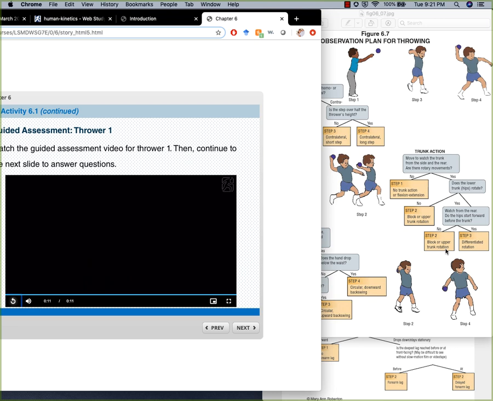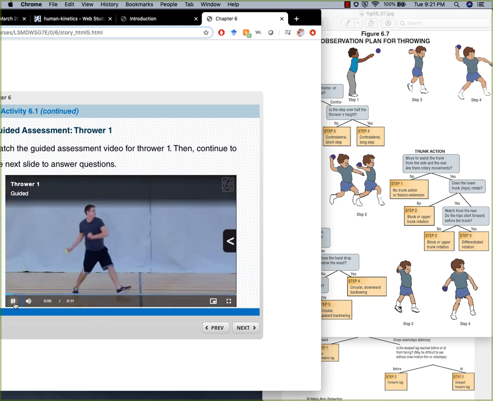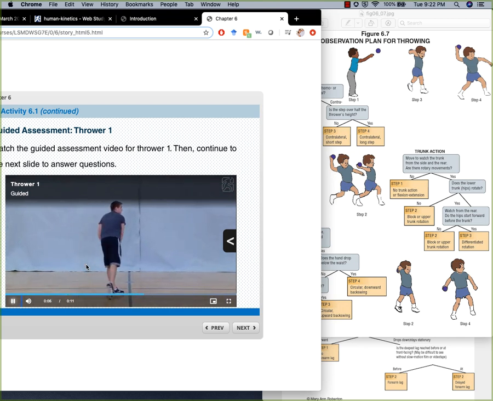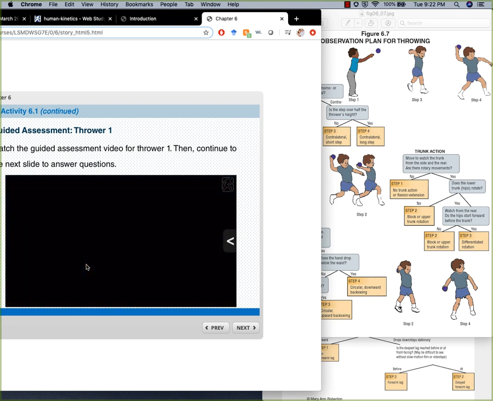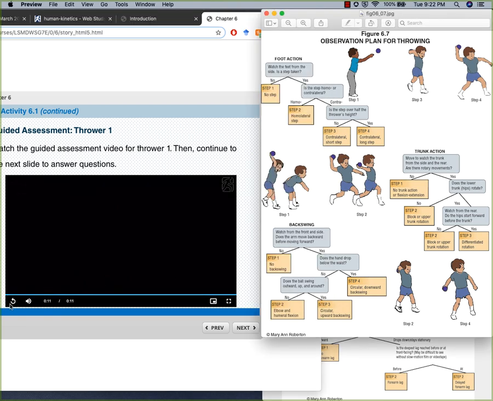So let's go back and rewatch the video. So here, the hips and the shoulders seem to rotate together. So this thrower is in step 2 of trunk action using block rotation. Now let's look at the backswing.